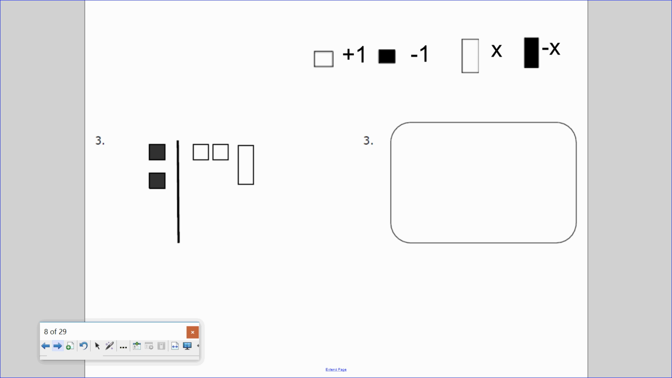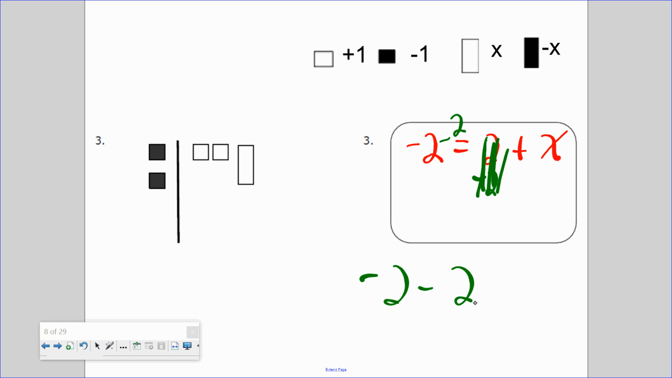Let's solve it algebraically. Negative 2 is equal to 2 plus x. I need to solve this algebraically, so I need to isolate the variable x. What is the inverse of plus 2? The inverse is minus 2, minus 2. Cancel. So what's negative 2 minus 2? Add the opposite. Negative 2 plus negative 2 is negative 4.